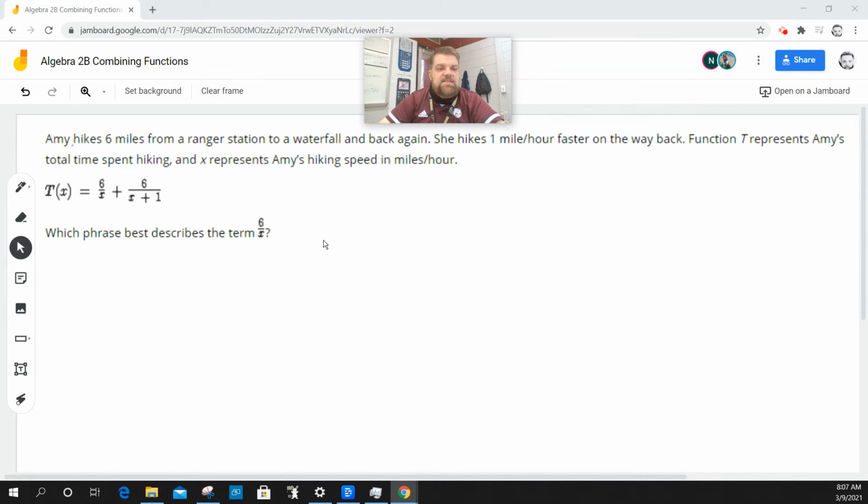So Amy hikes 6 miles from a ranger station to a waterfall and back. She hikes 1 mile faster on the way back. Okay. The function T represents Amy's total time spent hiking, and X represents Amy's hiking speed in miles per hour. Which phrase best describes the term 6 divided by X?